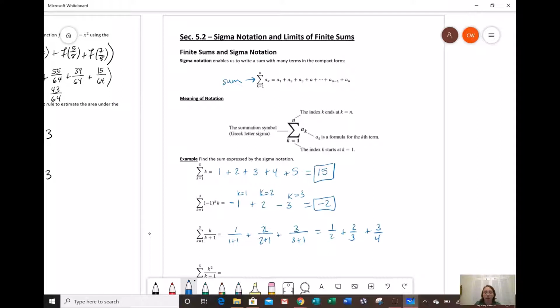If we get a common denominator, that would be 12. So we have to multiply this one by 6 to make this a 12. Let's write it out. So we're multiplying top and bottom by 6 to get the common denominator. This one we multiply by 4 to get our common denominator. And this one we multiply by 3. Just trying to make the bottoms all 12.